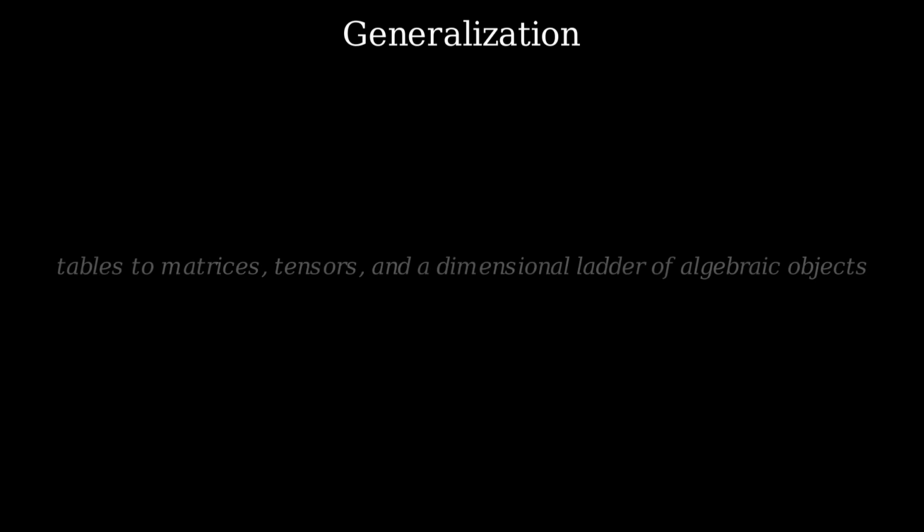And that's the complete picture. We took tiny groups you already know and showed how to lift them from flat tables to matrices, then to tensors, producing a dimensional ladder of algebraic objects. Each dimension reveals new structure while preserving the essential group properties.